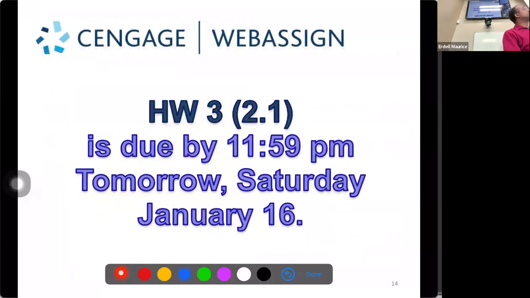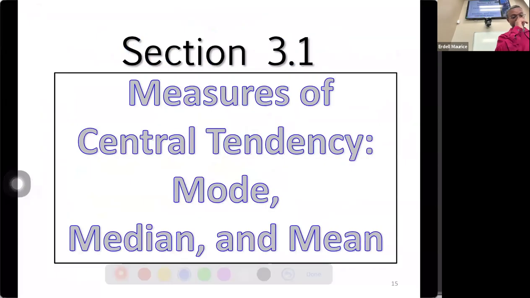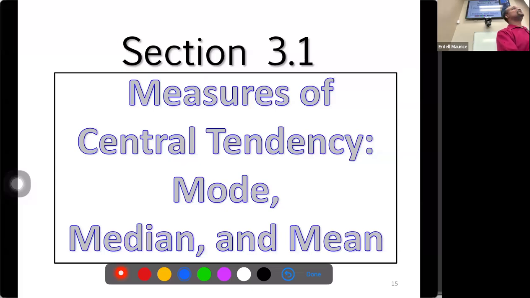All right, so that's the end of chapter 2.1. We're going to move into 3.1 next. Measures of central tendency.